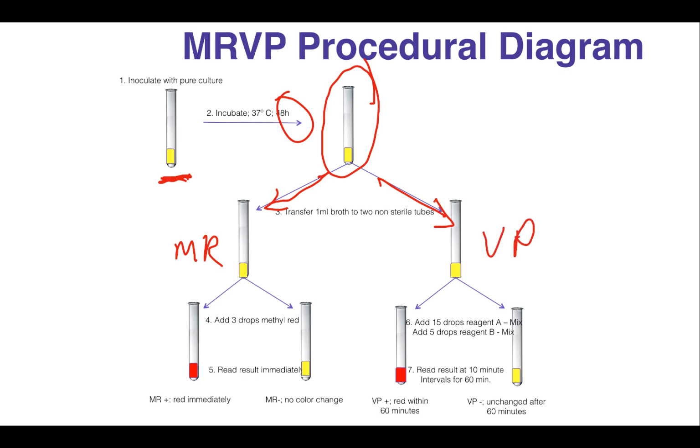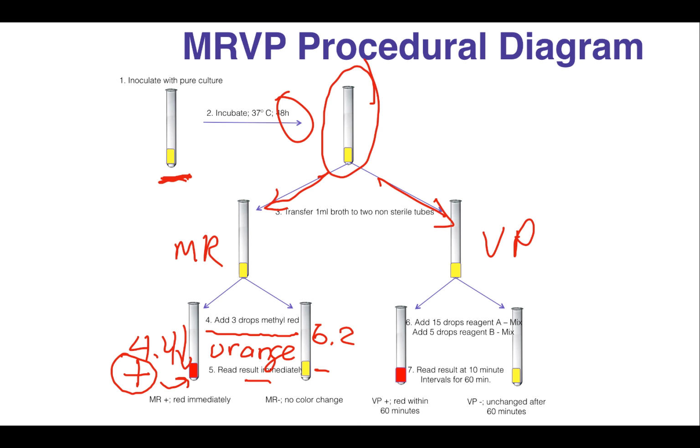With the MR test, you add 3 drops of methyl red and the color change will be immediate. If the pH is 4.4 and below, then you will get red, which is positive. If the pH is 6.2 and above, then the media will be yellow. Now, between these two shades, you do get an orange color oftentimes. For the MR, the only positive result would be red. The yellow and the orange are both considered negative. Orange is inconclusive, so we designate it as negative.